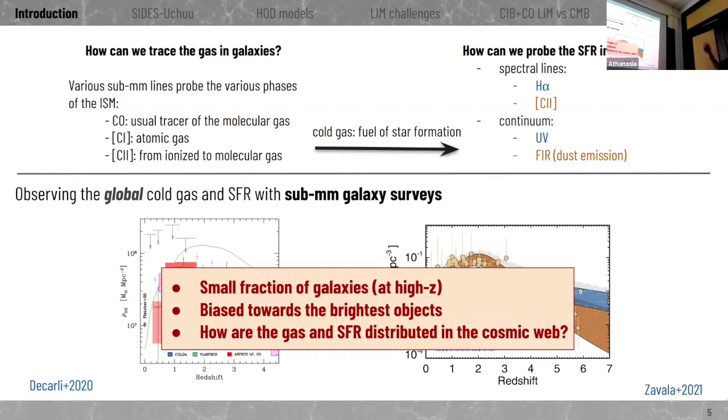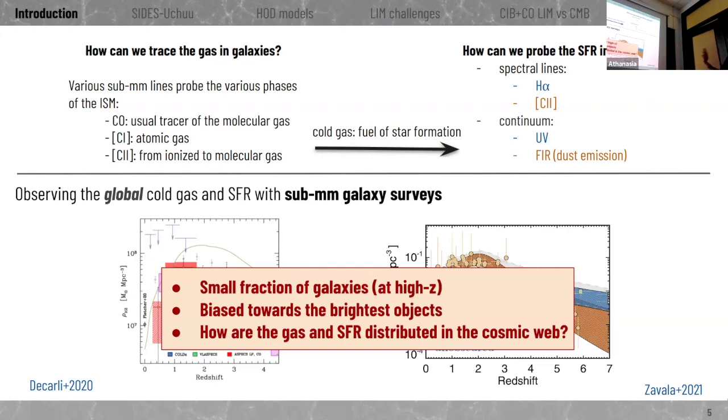First of all, when it comes to high redshifts, the submillimeter surveys only observe a small fraction of galaxies, and particularly they're biased towards the brightest ones. So we miss all the information of the faint galaxies. They also only cover a small part of the sky, something that unfortunately doesn't give us the information of the large-scale structure distribution of the star formation rate, which, as I mentioned earlier, is also important to understand not just what is happening in the galaxy, but also how the galaxies are distributed on large scales.